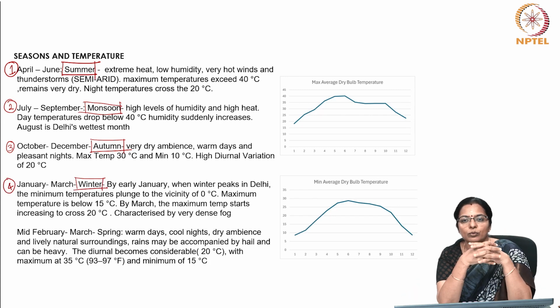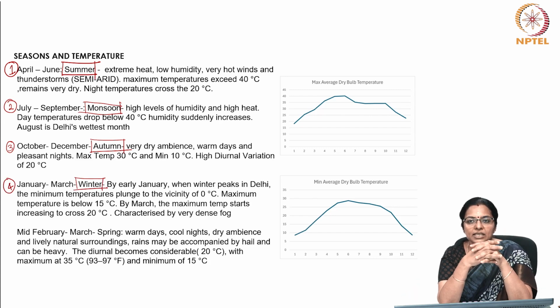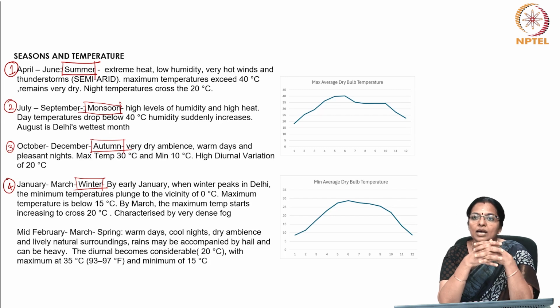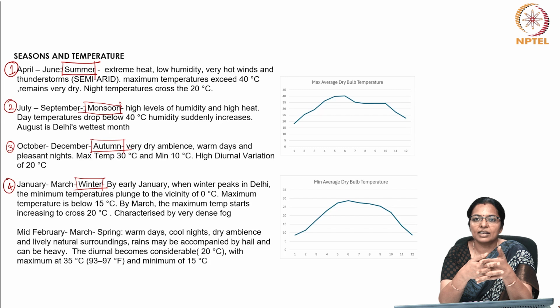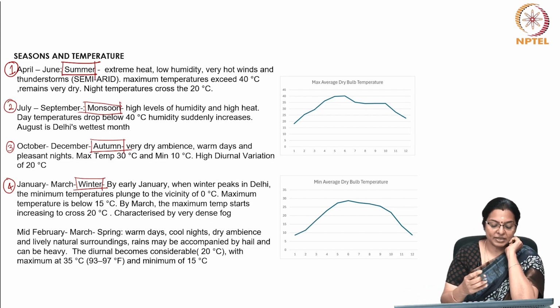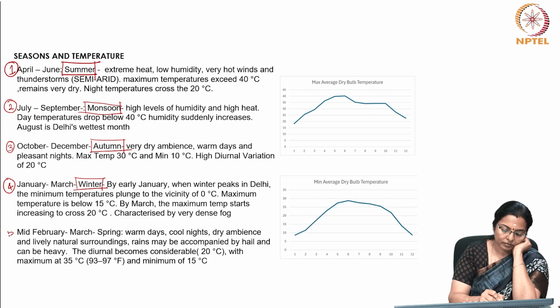By early January, when the winter peaks in Delhi, the minimum temperature can plunge to even 0 degrees centigrade. Maximum temperature is below 15 degrees centigrade. By March, the maximum temperature starts increasing and crosses 20 degrees centigrade. So, this is characterized by very dense fog, not to be mistaken with smog.